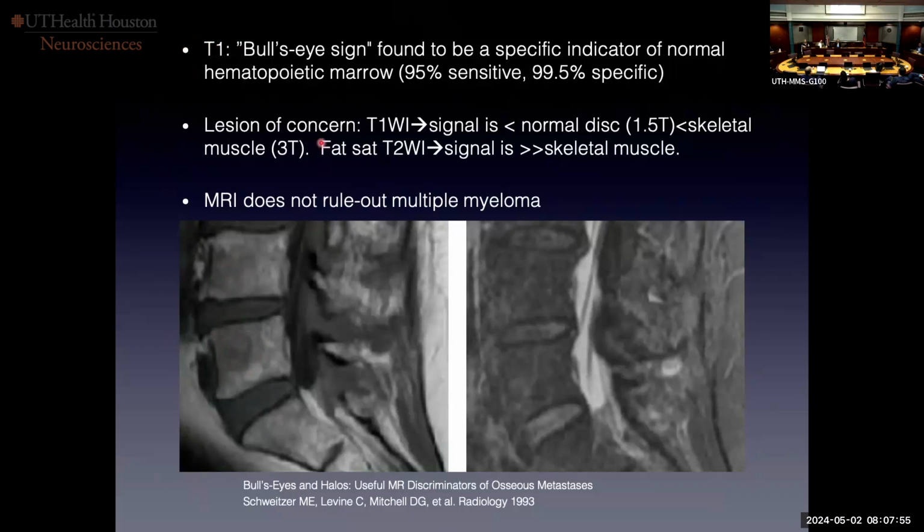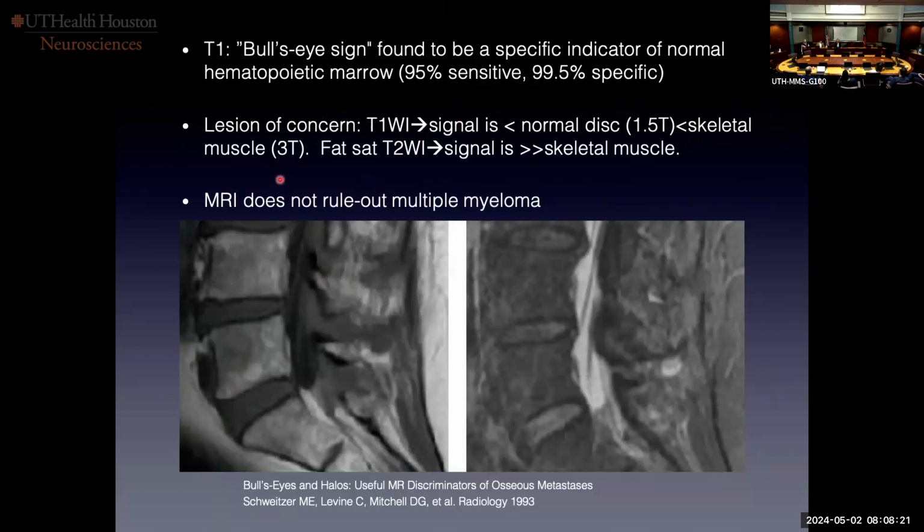The other thing we say, well, how low of signal, how much fat replacement, which is why the vertebral bodies are right on T1, how much fat replacement makes it concerning. When we look at the T1s, if we see signal in the lesion that is less than a normal intervertebral disc, that is more concerning. In this particular case, it isn't. And some of the increased signal of fat within the lesion is why it's not lower than the disc.